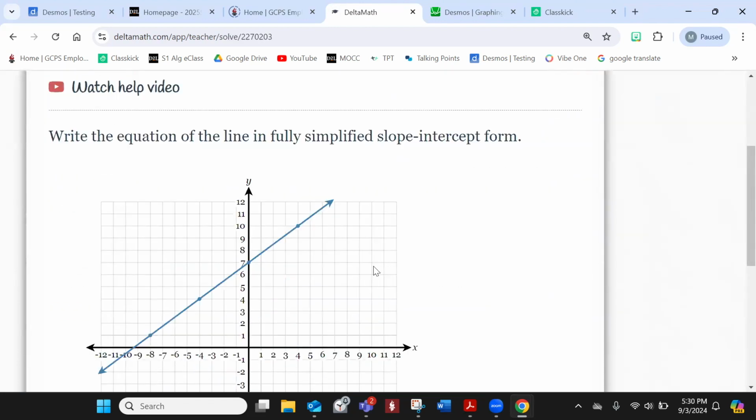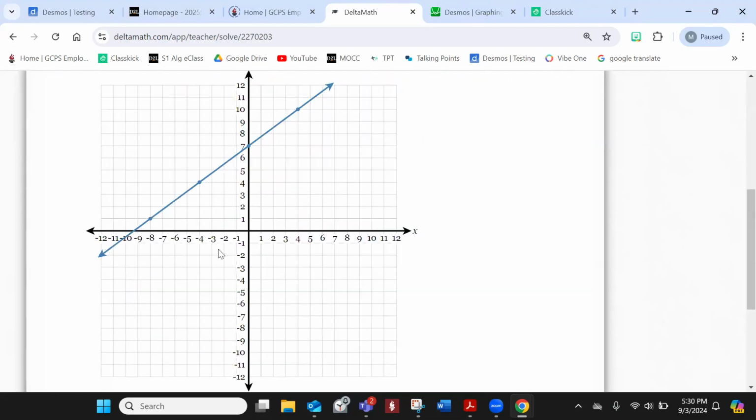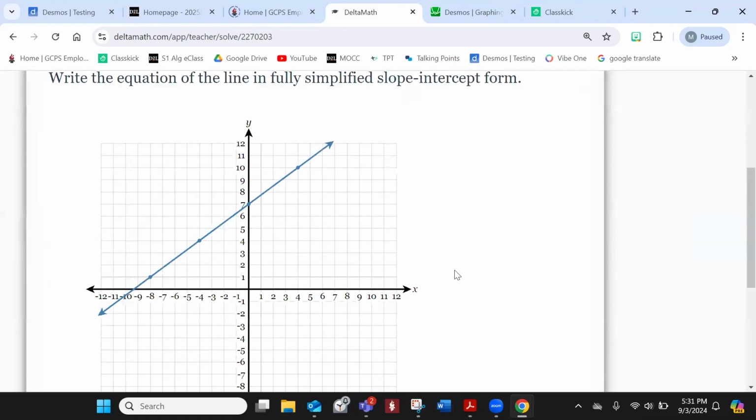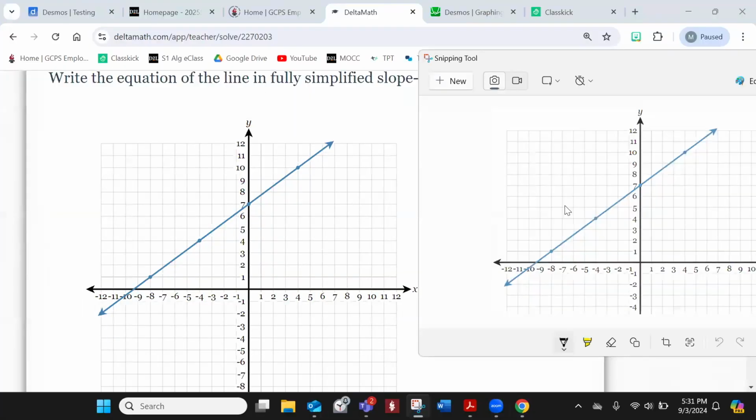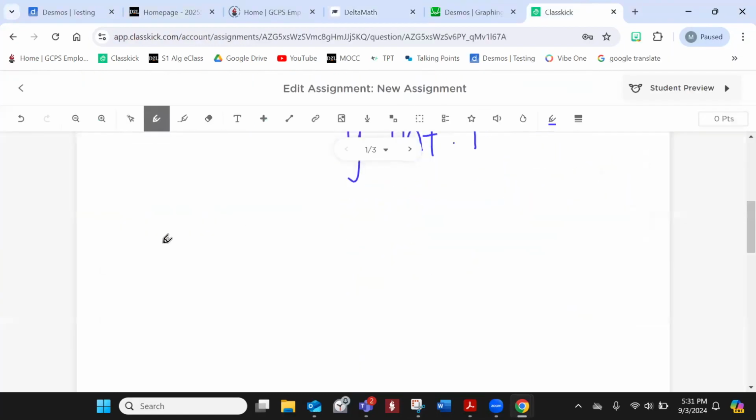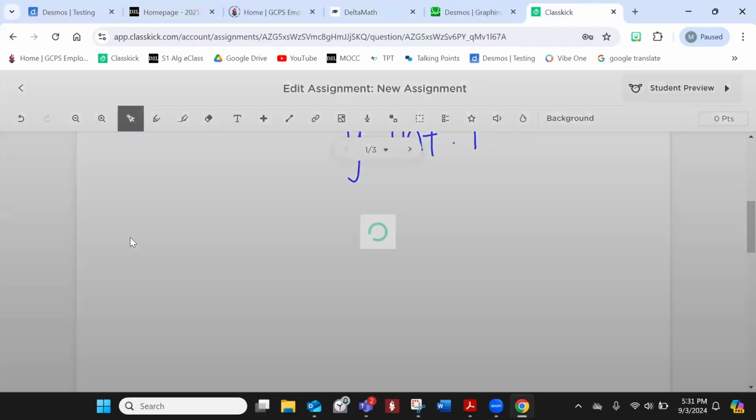All right, so if you notice, in order to write the equation from this graph, I need to know a couple of things. So I'm going to snip this really quick. I probably should have already done this, but it's okay. Remember, you can fast forward as needed. All right, so I'm going to snip, and then I'm going to paste.